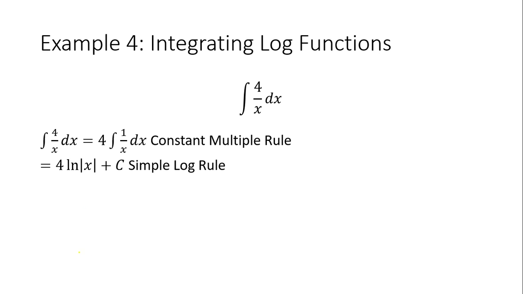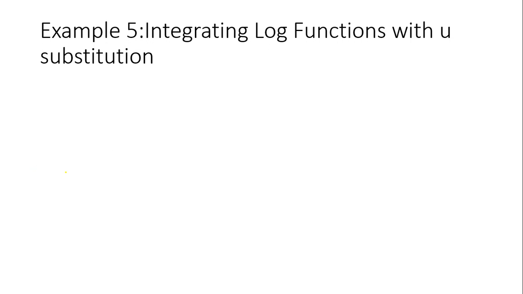Now think about this in checking your work. You have 4 natural log of x. The derivative of natural log of x is 1 over x, and then you just multiply by that constant, which is 4.